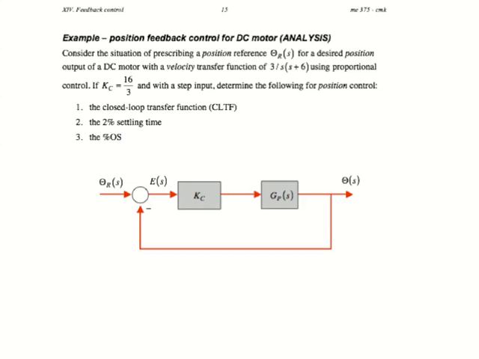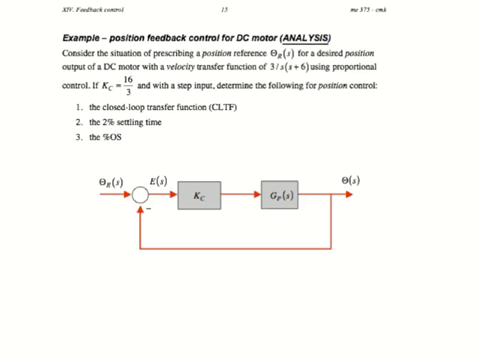In this example, we're going to look at position feedback control for our DC motor model that we have used before. So we're really looking at being given a gain factor here of Kc and finding out what the 2% settling time is and the percent overshoot. So this is a question of analysis. We're taking a model and we're grinding through the answers.